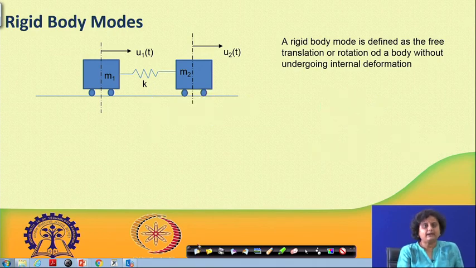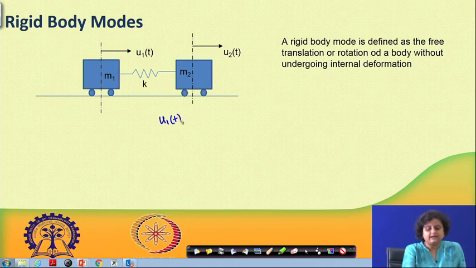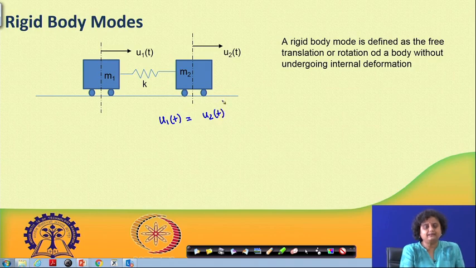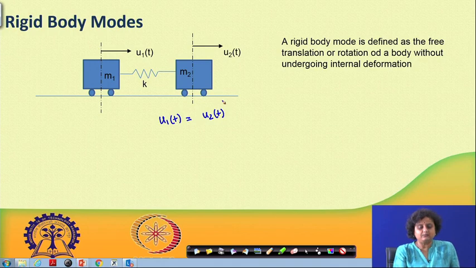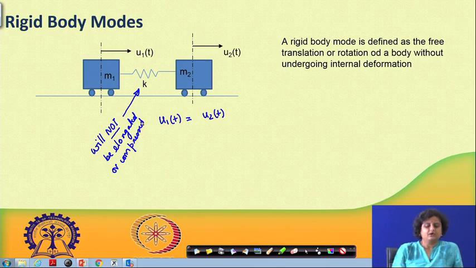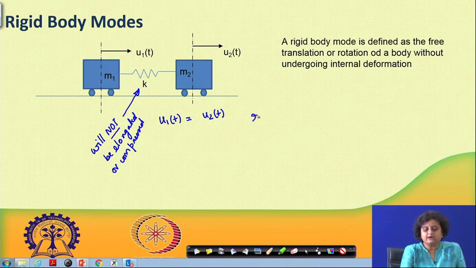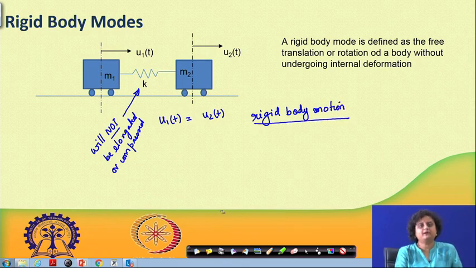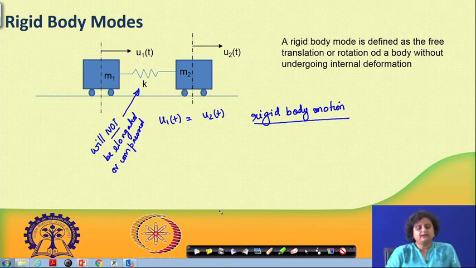But apart from that, what can happen is that u1(t) can be equal to u2(t), and this whole body can move on its own without any deformation of the spring K. So, the spring K will not be elongated, contracted or compressed. This kind of motion is a rigid body motion, where the spring is not experiencing any deformation and u1 is equal to u2.